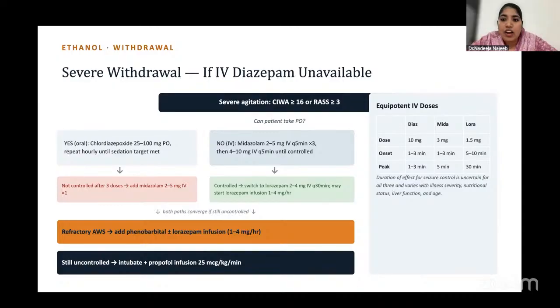The comparison of dose, onset, and peak level of all the benzodiazepines that we commonly use in the emergency department is given in the slide. You can refer to it later.